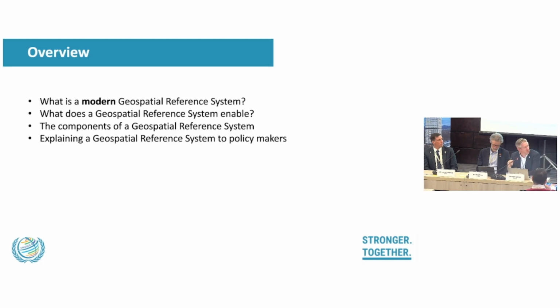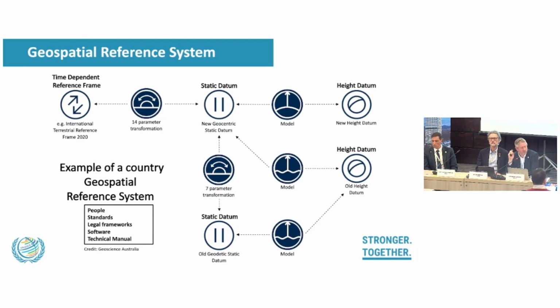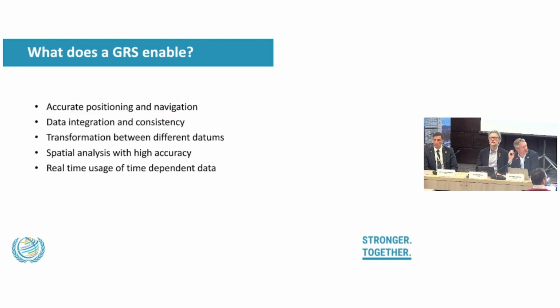So what is that modern geospatial reference system going to enable you to do that you can't already do? What are the components that you need to upgrade within your country, and what priorities do you have in order to do that? And then how can you go through that process of explaining that to policymakers? And I have a couple of examples to share with you on how this has been done in other countries. I won't go through this again in detail because I touched on it at the start, and I'll slowly introduce aspects of it as we go.